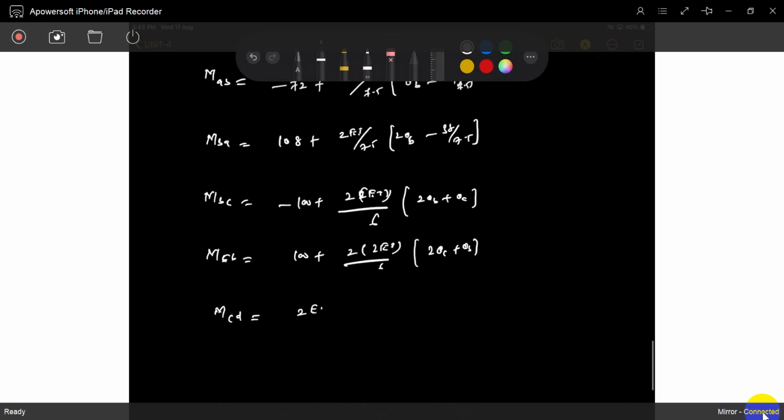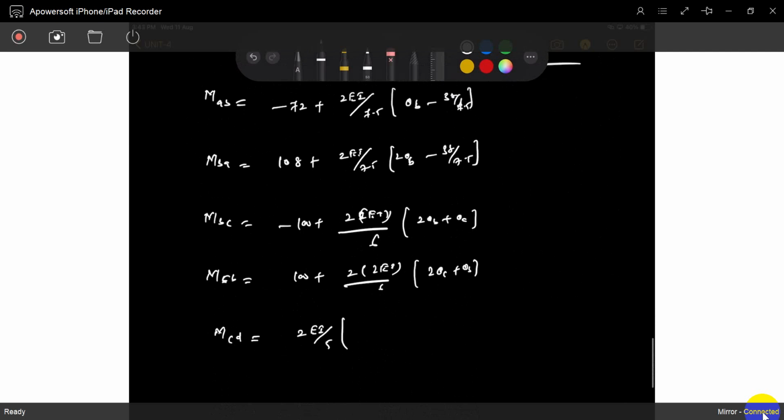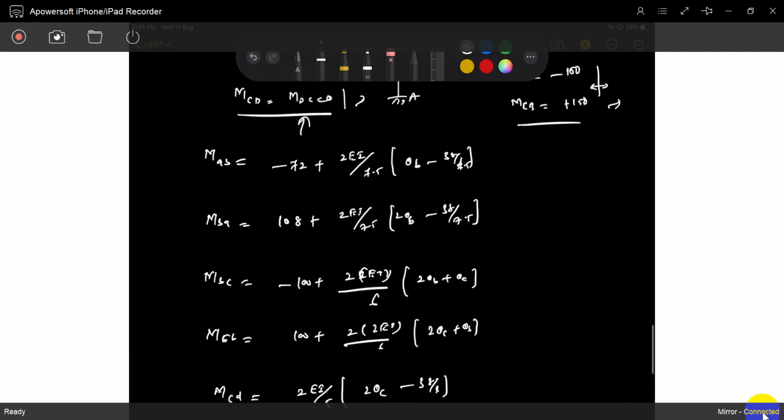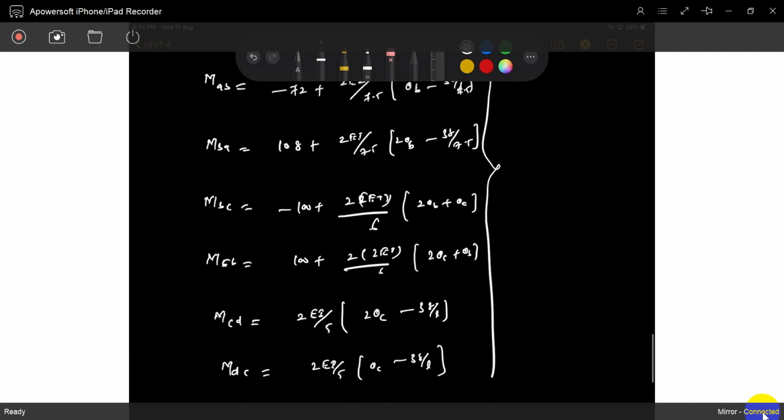So directly write 2EI by L, where L is 5 meters: 2 theta C, theta D is 0, minus 3 delta by L. MDC is 2EI by L times theta C minus 3 delta by L. That's it now. These are all the equations. You can convert them into matrix form. That will look easy. Understood?